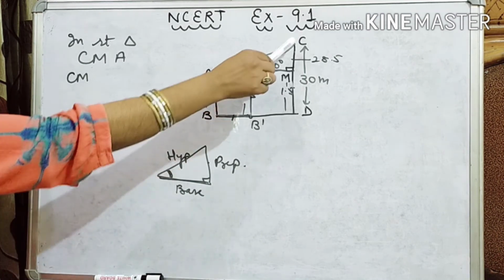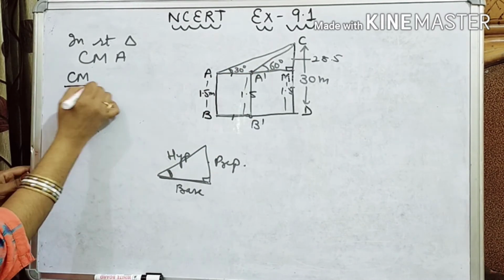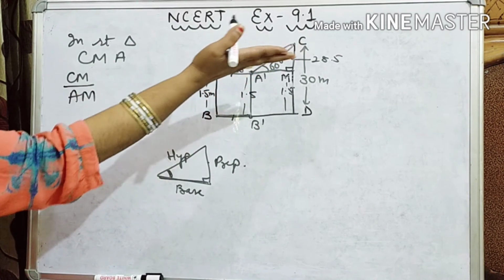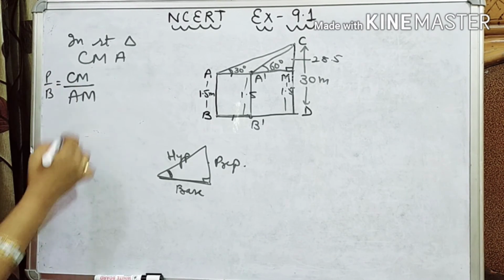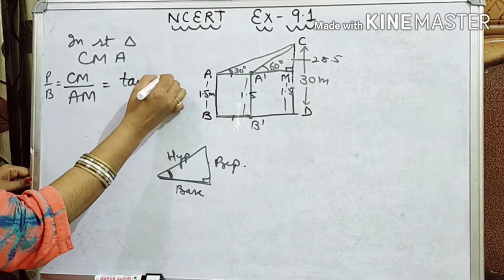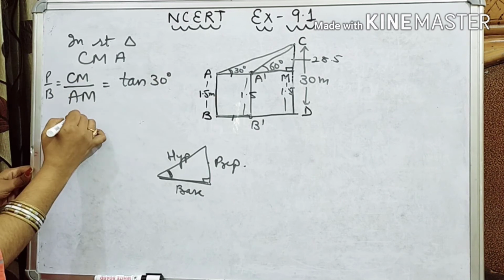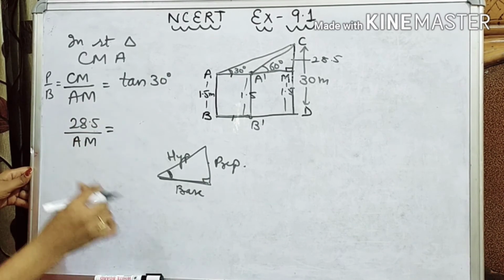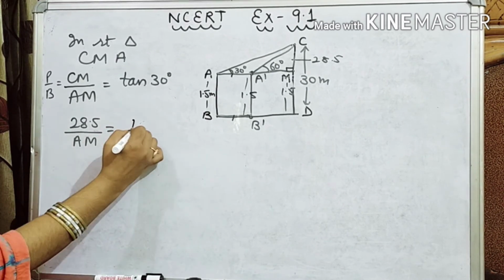So in right triangle CMA, CM upon AM, let's see what it will be. It is perpendicular by base, and perpendicular by base, you should know that it must be tan of that angle, that means tan 30, right? Now tan 30, we know the values. CM we have 28.5, AM we don't know, and tan 30, what is the value of tan 30? Can you tell me? Yes, tan 30 is 1 by root 3.